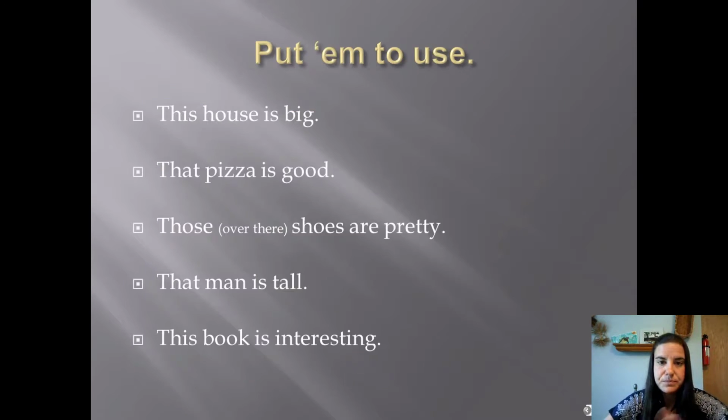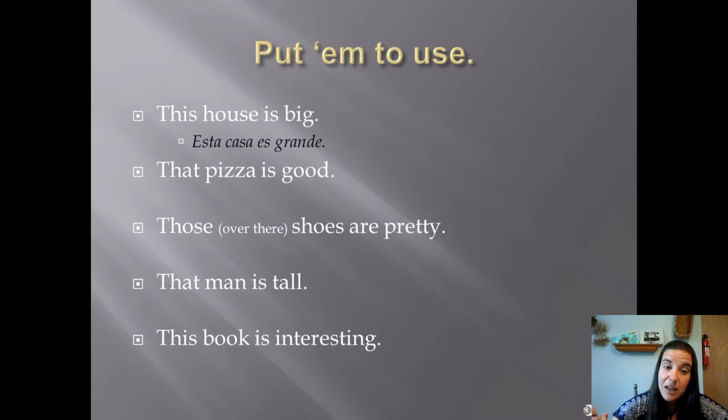Let's move on. So this is what they look like when you put them to use. This house is big. Esta casa es grande. That pizza is good. That pizza is not too far away. Esa pizza es buena. Pizza is feminine and singular. House is feminine and singular.